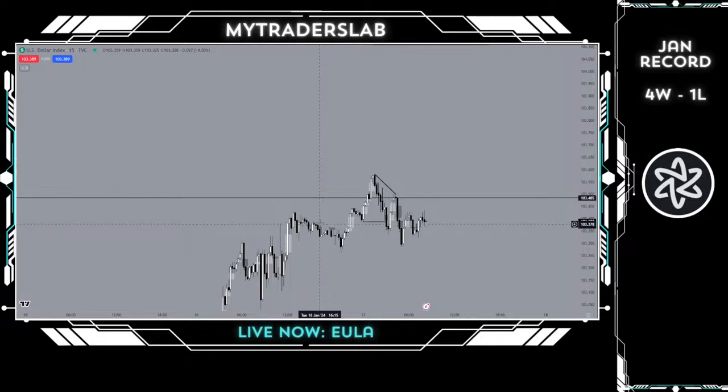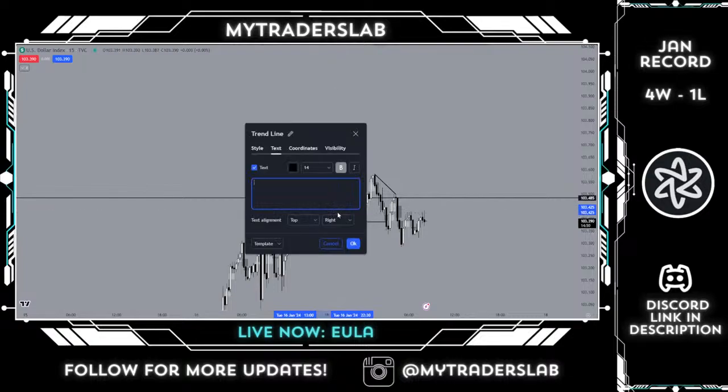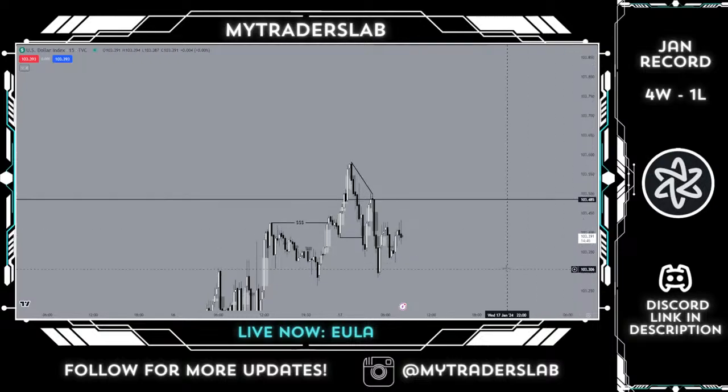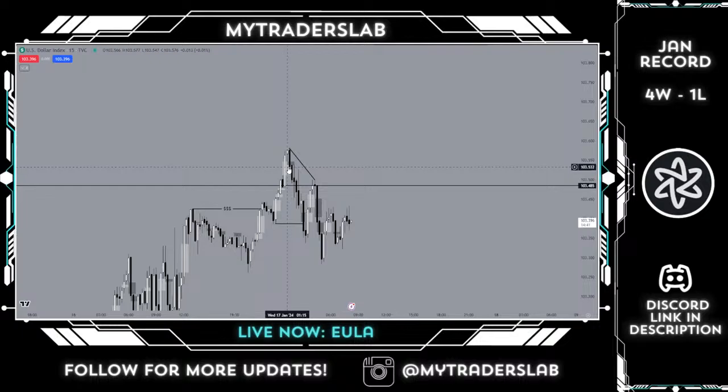Not just a lower high, we see a liquidity sweep here. I'm gonna mark it out. So this is a liquidity sweep. And then we see a break of market structure with an impulse move. So there's fair value gaps formed here. We see a retracement and then a dump lower.